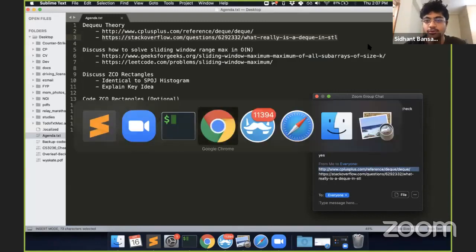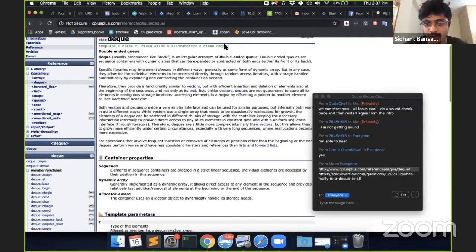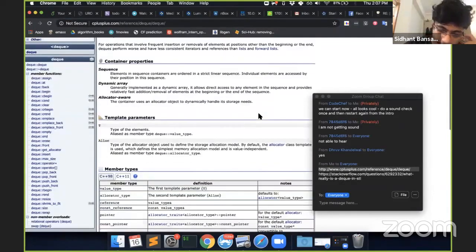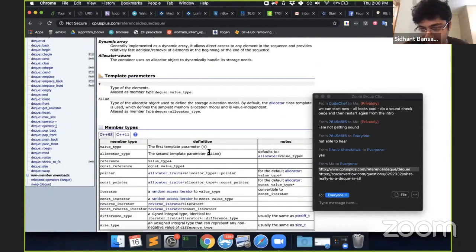So if we go through the first link, it's basically how DQ is used. DQ stands for doubly-ended queue. You can see here, right? That's the full form of DQ. Doubly-ended queue means a kind of data structure in which you can push and pop from both the ends of the data structure, from the front also and from the back also. So doubly-ended queue literally means that it acts as a queue from both the ends.